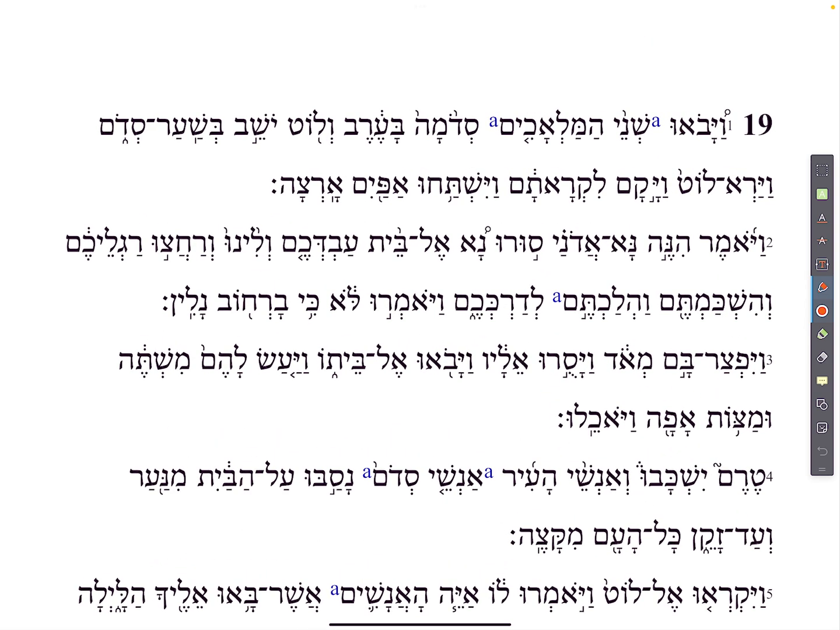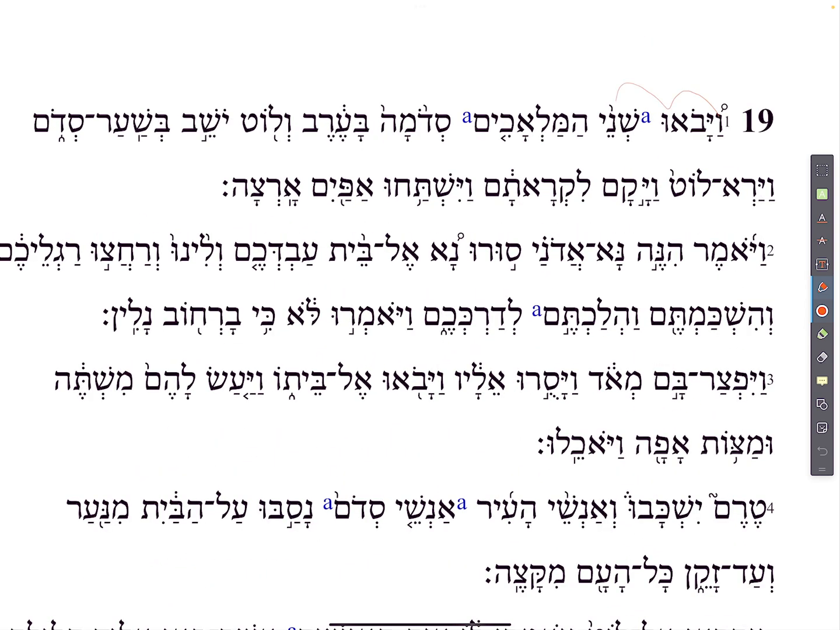Genesis chapter 19. And two of the messengers entered Sodom in the evening, and Lot was sitting in the gate of Sodom. And he saw Lot, and he rose to encounter them. And he fell on the ground, his nostrils earthwards. So we have a vayyiqtol, obviously a narrative text.